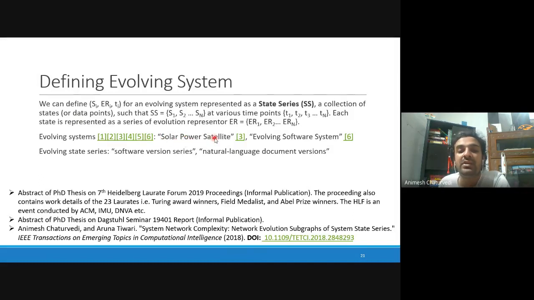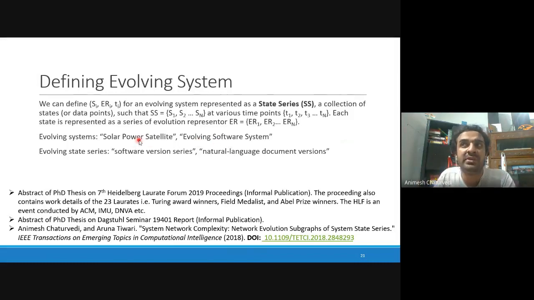Some of the examples are solar power satellites. So what are solar power satellites? They are satellites which define the whole system, having various components working together. These components and satellites change from version 1 to version 2 to version 3. So the satellites also upgrade in themselves.